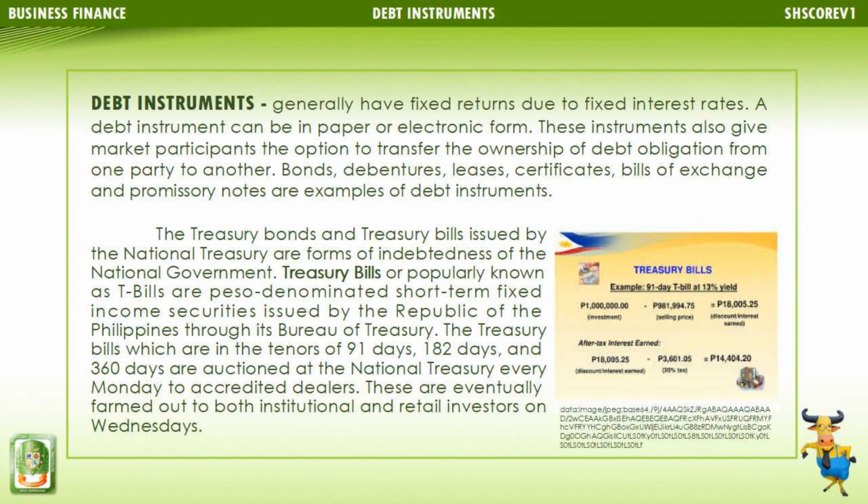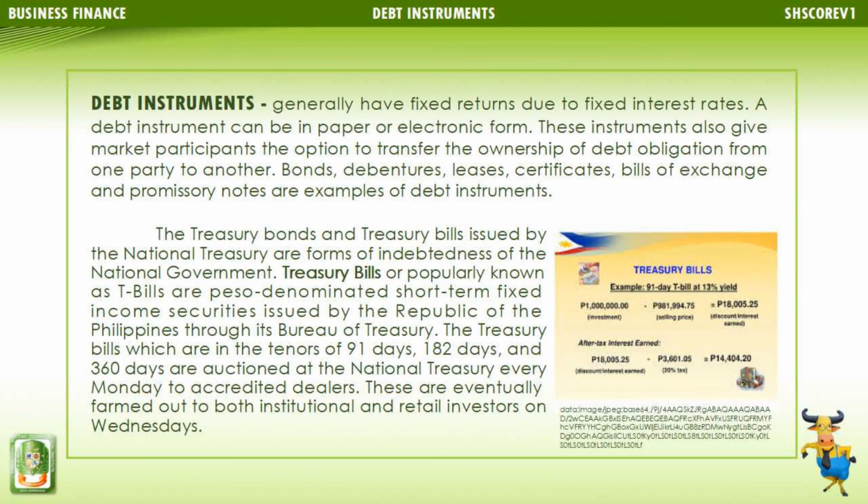Debt instruments generally have fixed returns due to fixed interest rates. A debt instrument can be in paper or electronic form. These instruments also give market participants the option to transfer the ownership of debt from one party to another. Bonds, debentures, leases, certificates, bills of exchange, and promissory notes are examples of debt instruments.